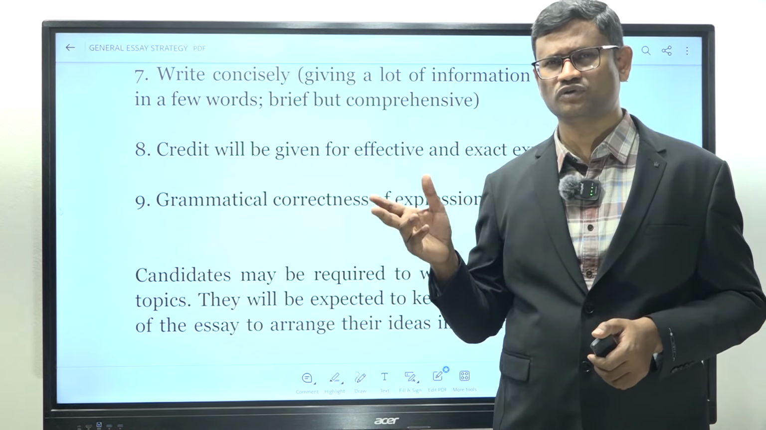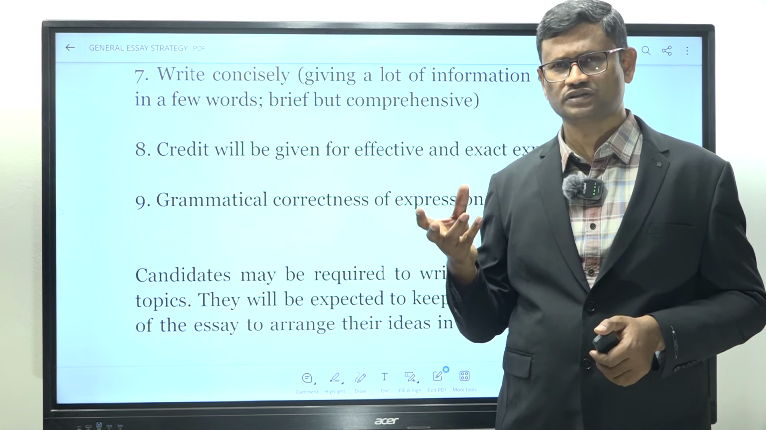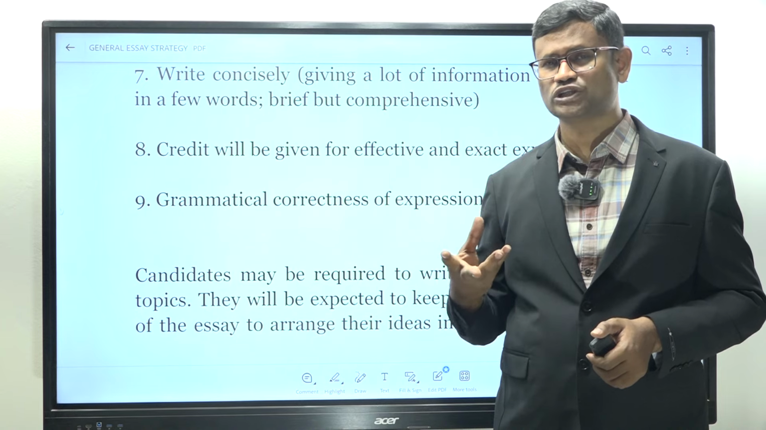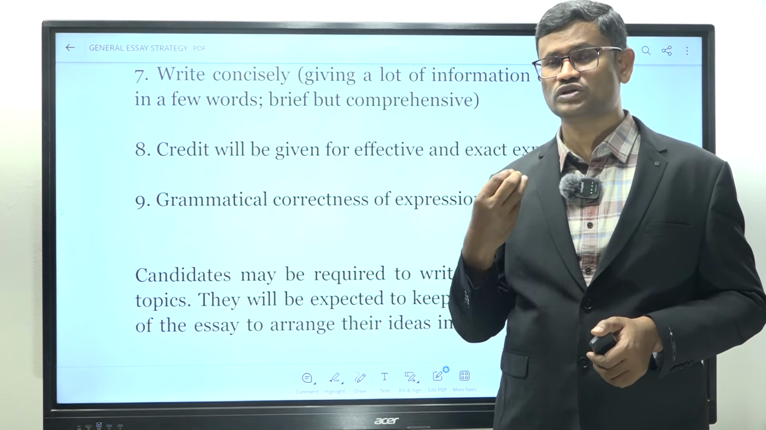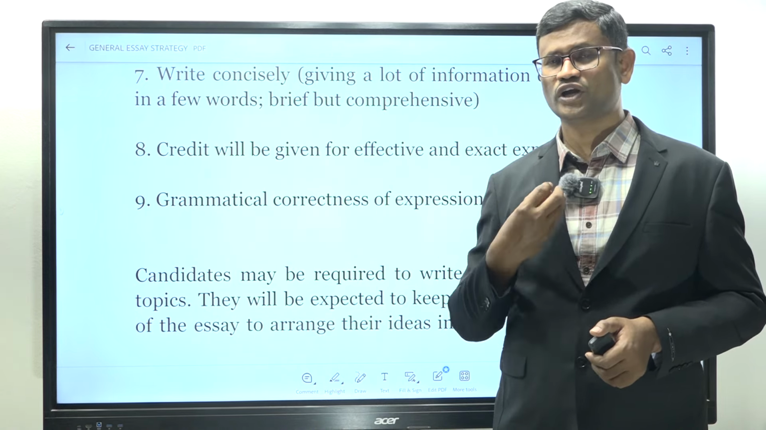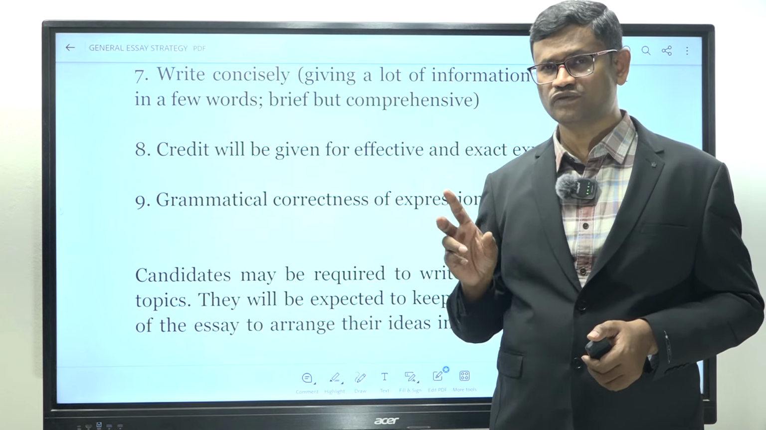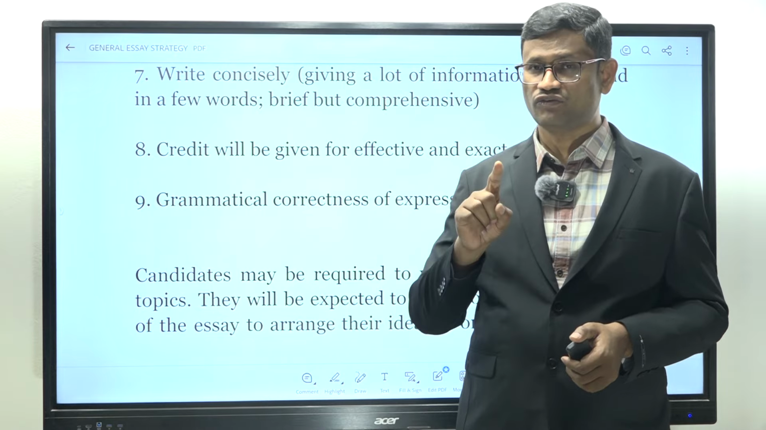You can do it in multiple ways. You can link to current affairs. You can bring in the committee reports. You can refer to articles in the Constitution. You can refer to judgments of the Supreme Court. You can refer to reports at the global and at the national level. By doing all of that, you can make your answer effective.